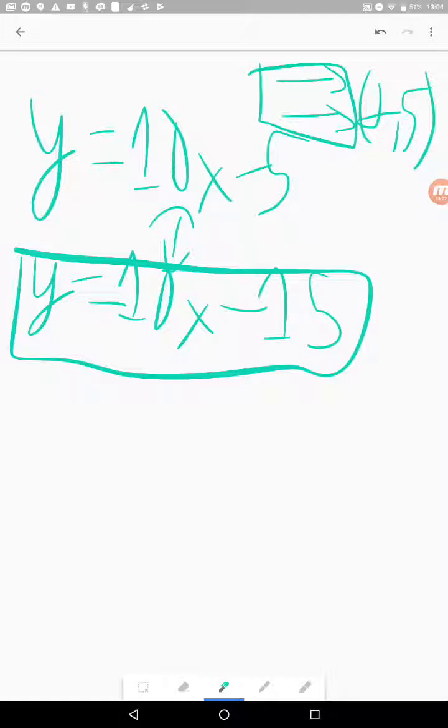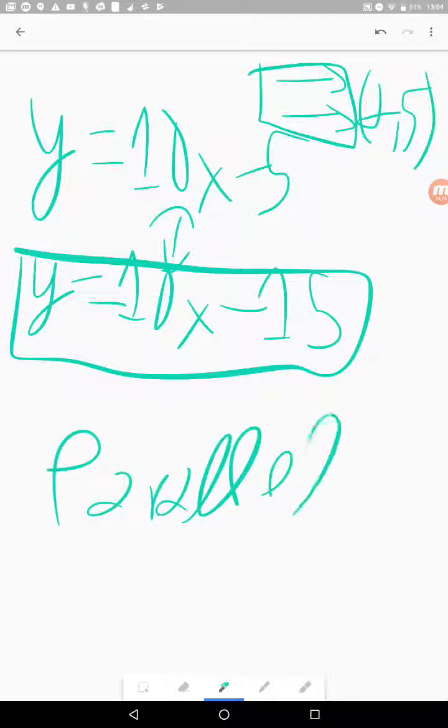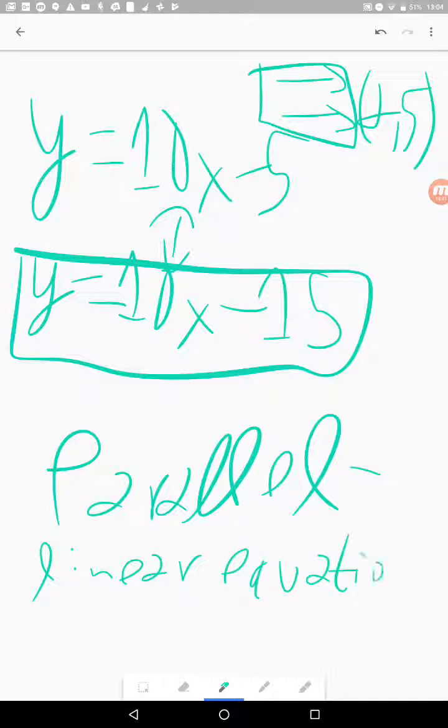Remember, parallel in algebra and geometry means linear equations with the same slopes.